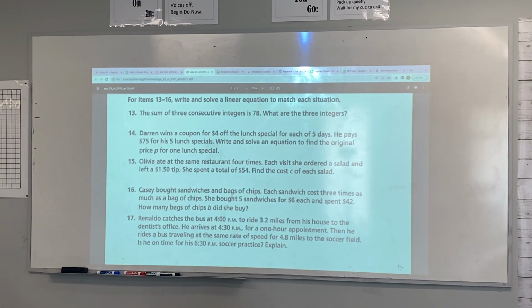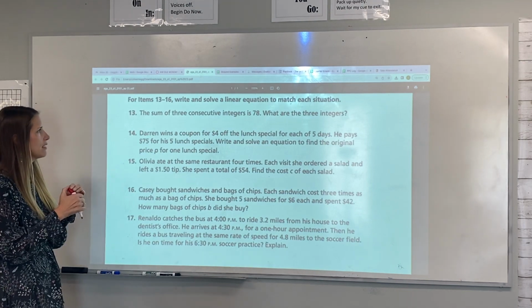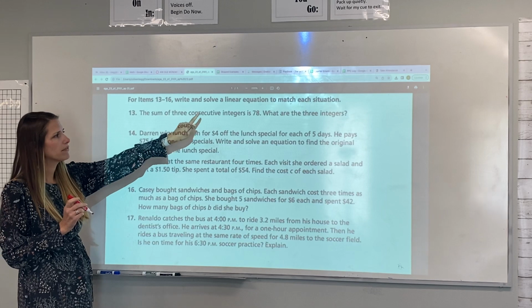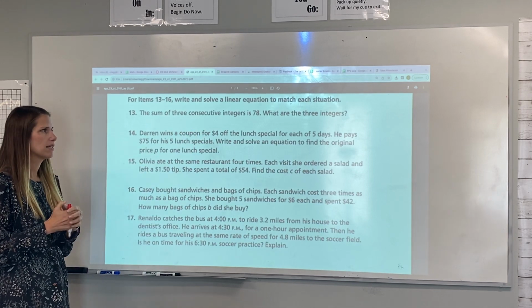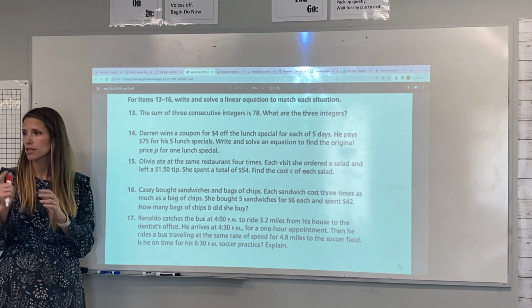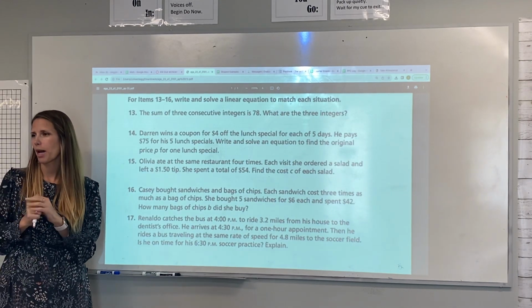on these together. And I know only some of you have it, but I really want your help with these, okay? So for the first one, 13, the sum of 3 consecutive integers is 78. What are the 3 integers? So I don't want the answer yet, okay? But I would love to know how you set this one up.